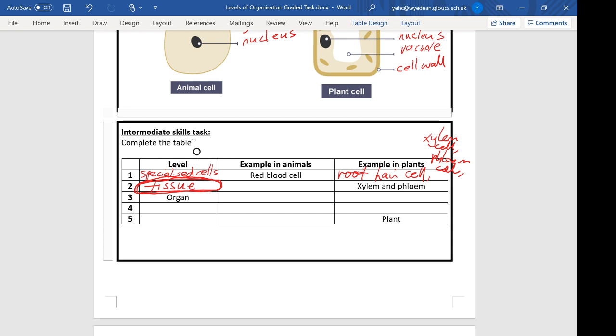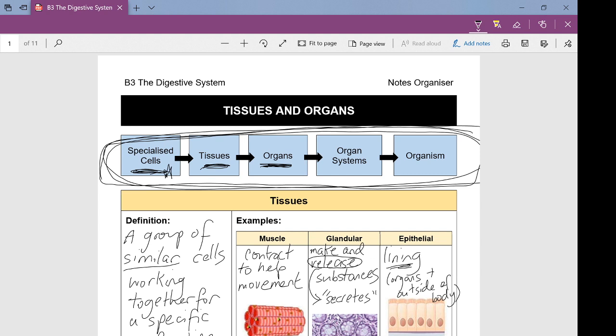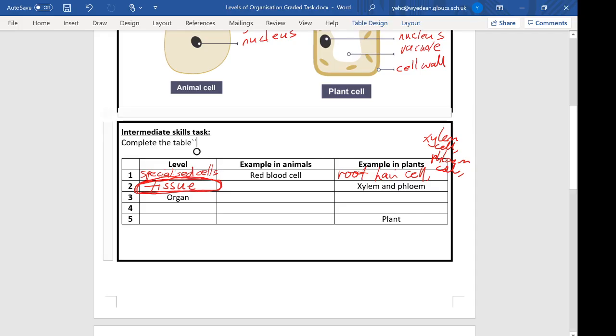And then you just have to think of an example that would go in animals. Loads of examples if we look back on our notes. So you can have muscle, glandular, epithelial, or you can even go beyond our notes and talk about nervous tissue or things like that. I'll just write one, or epithelial, glandular. Ran out of space. Okay.